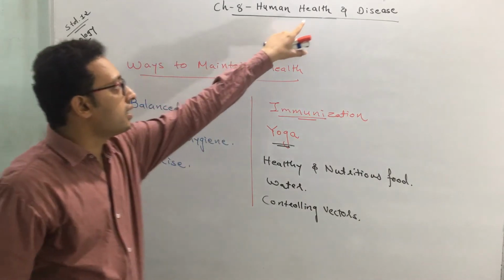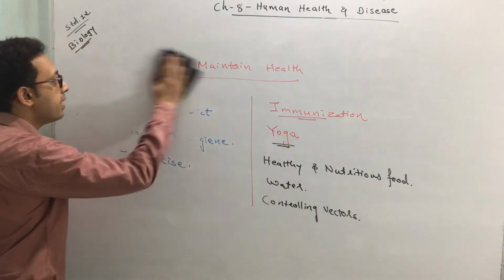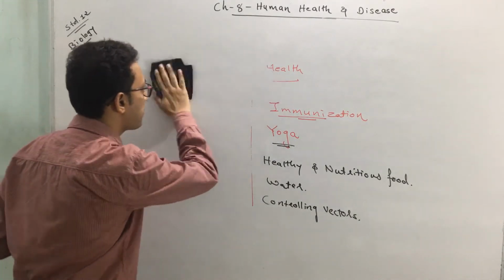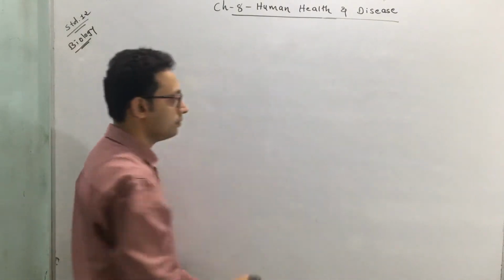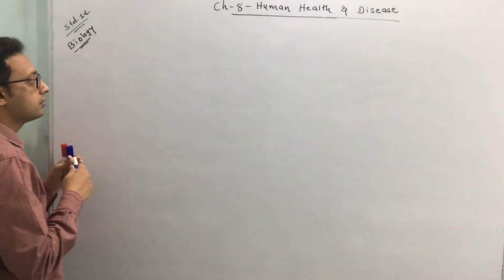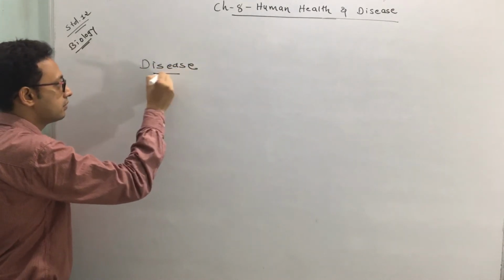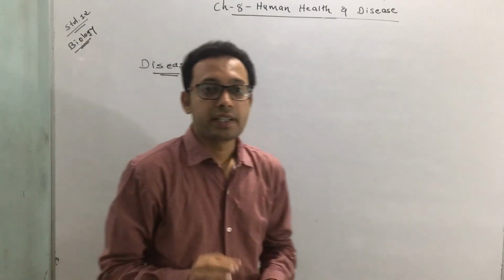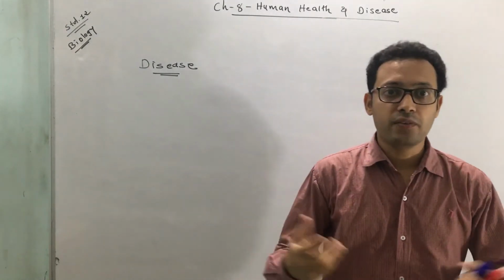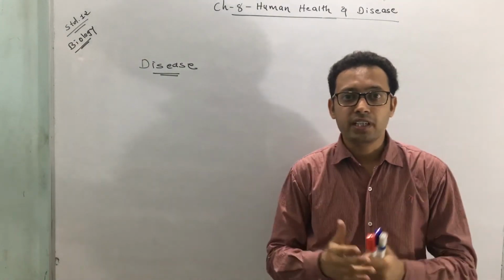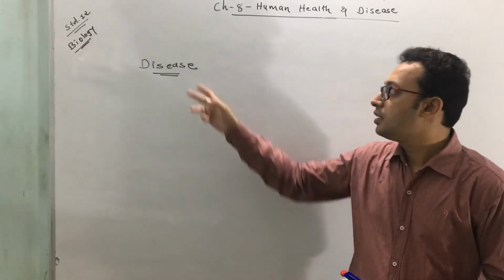So we have discussed health. Now there is a term called disease. What do you mean by disease? You know the meaning of health. Health means a well-being, a total well-being, or you can say a state of body and mind where balance occurs in a human. This is called health.